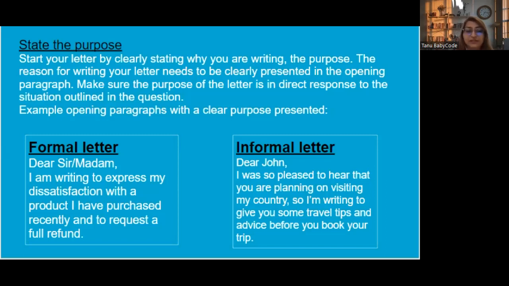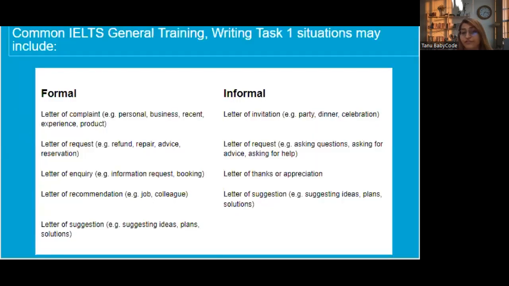For example, when it comes to a formal letter, you start with, Dear Sir or Madam, I'm writing to express dissatisfaction with the product I have purchased recently and to request a full refund. So that means the reason for writing the letter is that he is dissatisfied with the product he purchased and now he's requesting a refund. When it comes to informal, Dear John, I was so pleased to hear that you're planning on visiting my country. So I'm writing to give you some travel tips and advice before you book your trip. So now you're writing an informal letter to your friend.